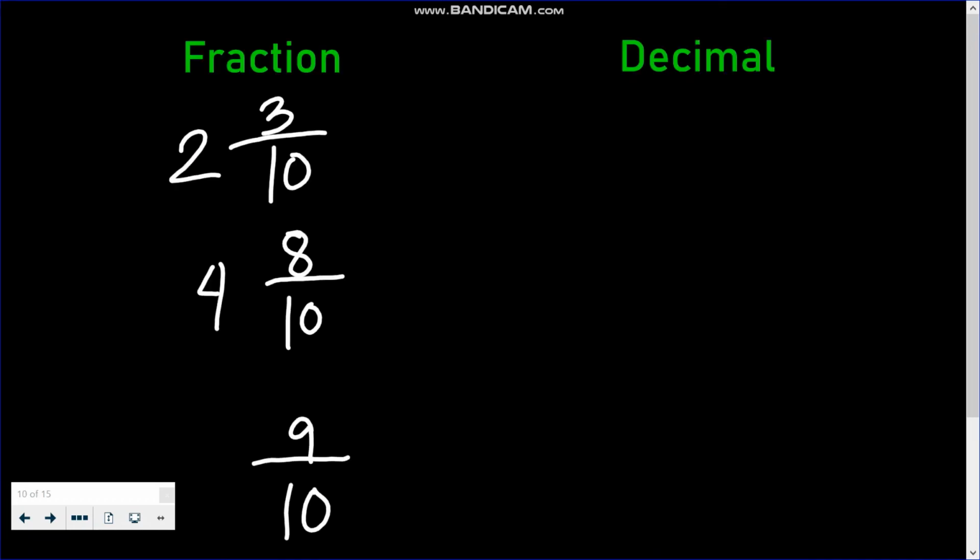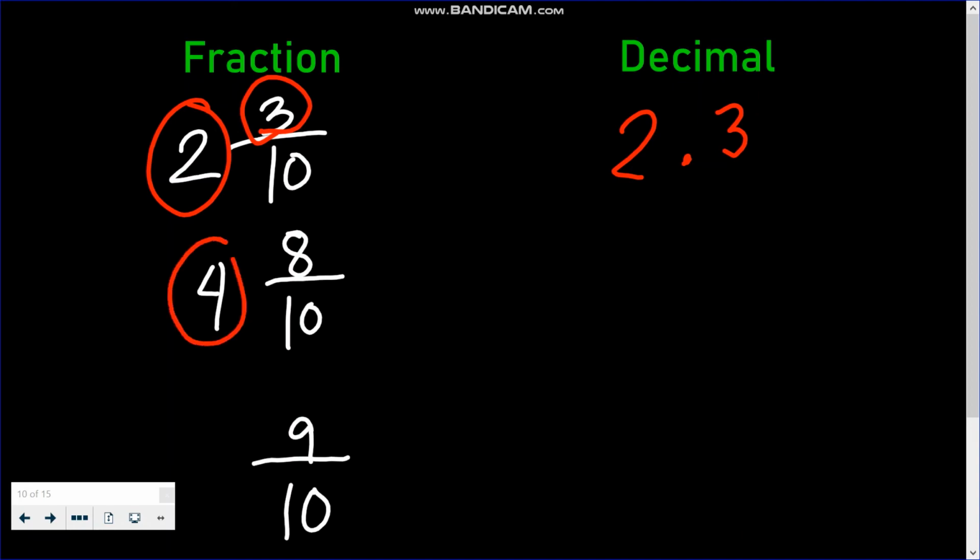Now let's have some more examples for converting fractions into decimals without the pictures. Okay, so we have 2 and 3/10. First, let us get the whole number, which is 2, followed by a decimal point, and then just write the numerator, which is 3. So we have 2 and 3/10, or 2.3. Now the next one, we have 4, so that will be our whole number, followed by a decimal point, and then let's get the numerator, which is 8. So we read this as 4 and 8/10, or 4.8.